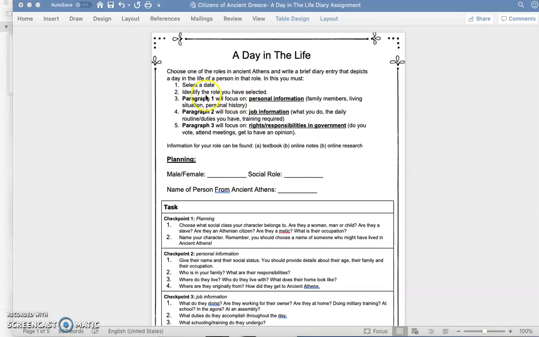Okay? You need to have at least 3 paragraphs. These 3 paragraphs will have 3 different emphases. The first one will talk about your family members, your living situation, maybe your personal history. The second one will talk about your job information. So what do you do? What are your daily routines? What are some responsibilities? What kind of training do you have to do? Maybe you go to school. What do you do at that school? Paragraph 3 will focus on rights and responsibilities in government. So specifically, what kind of things do you do in the government?